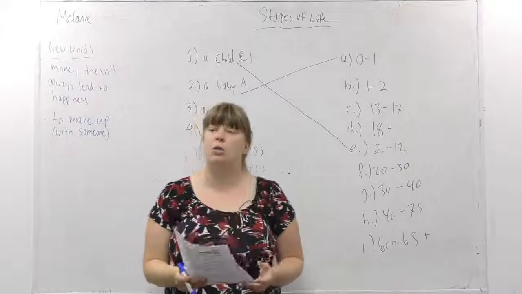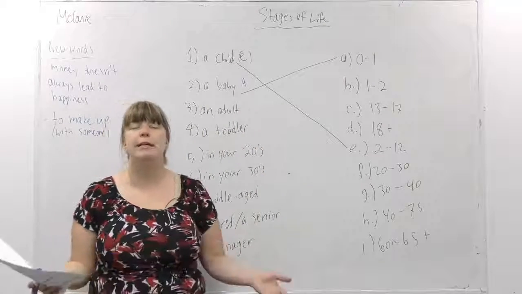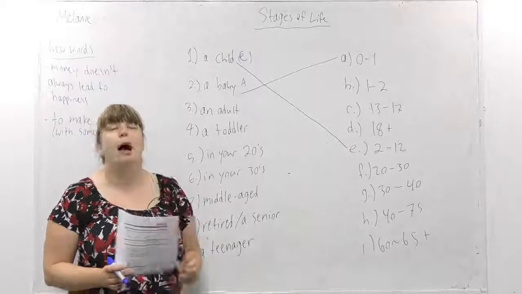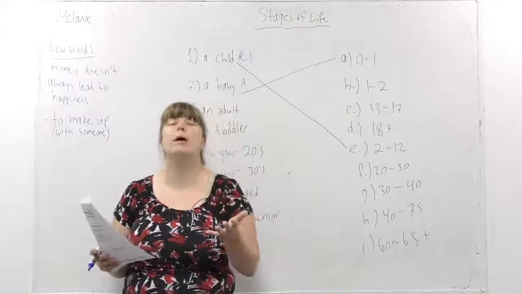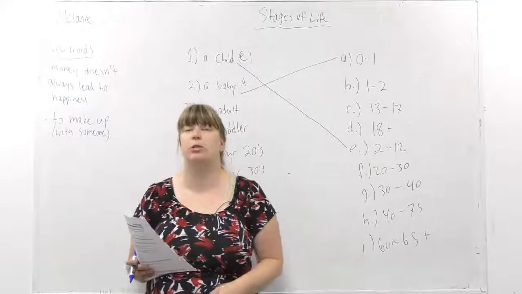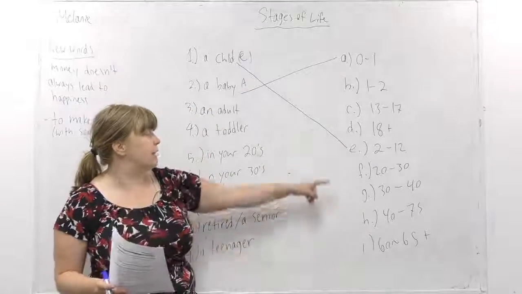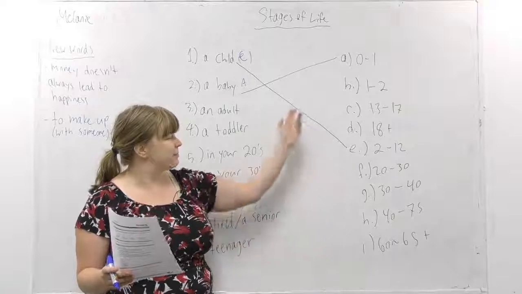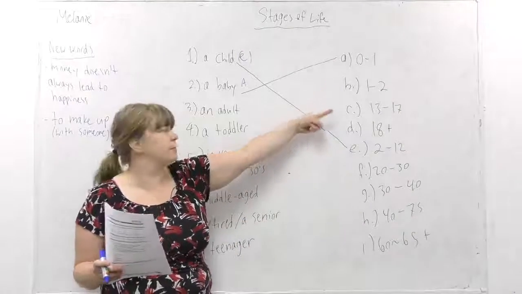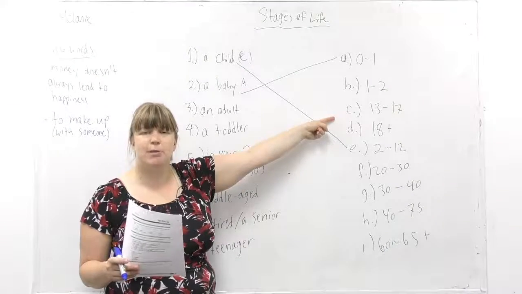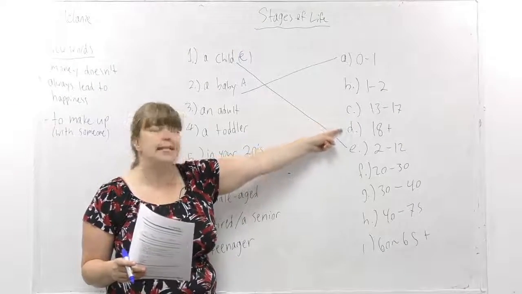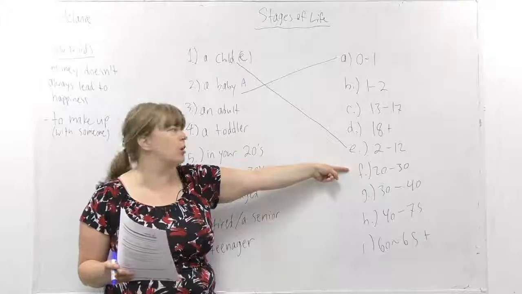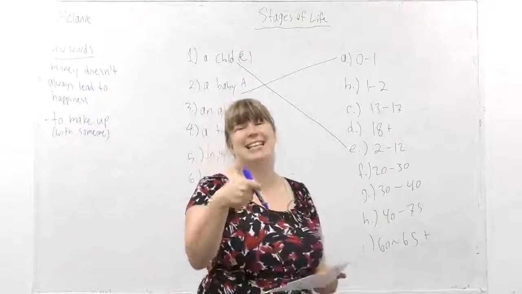Number three, an adult. What do we consider an adult? Now, this might vary between countries. For example, I know in Japan, once you're 20 years or older, I think that's when you're considered an adult. Here it's a little different. What do you think? What age do you become an adult? Any guesses? Definitely not 1 to 2. Probably not 13 to 17. That's pretty young. That's a different category. 18 or older. That looks promising. 20 to 30. Yeah, you're already an adult. Okay, somebody said 18 plus, and that is correct. Good.